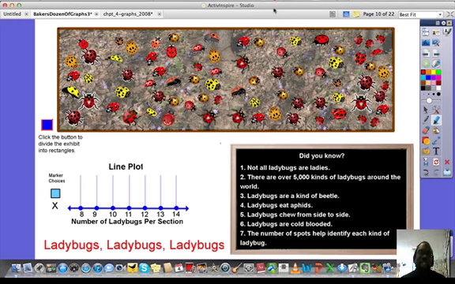Okay, so here's another example of a line plot, and I like this example because it's a little more relevant. It actually says click the button to divide the exhibit into rectangles. So it's more so saying go to the exhibit up here and split it into little rectangles like this.